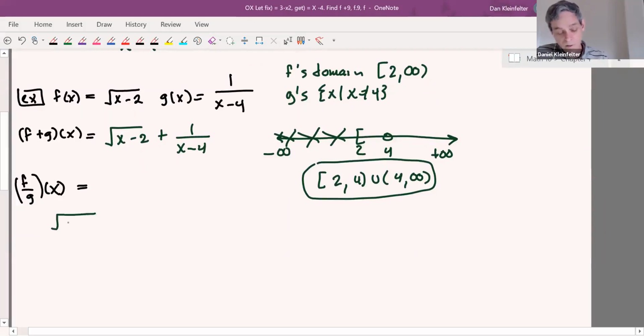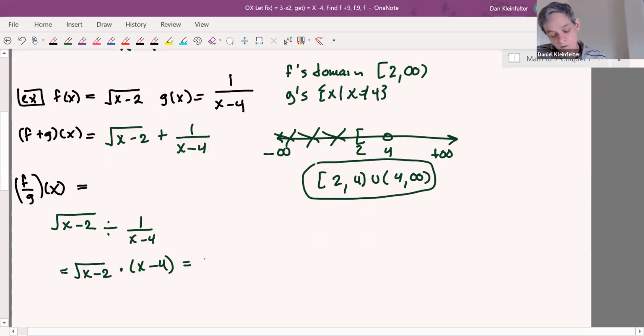All right, so now we're going to do f divided by g of x. So we'll have the square root of x minus 2 divided by 1 over x minus 4. And then, as you know, dividing by a fraction, we're going to multiply by the reciprocal. So we'll have the square root of x minus 2 multiplied by x minus 4. I like to write that with the x minus 4 in front. It just looks nicer to me. This is x minus 4 times the square root of x minus 2.